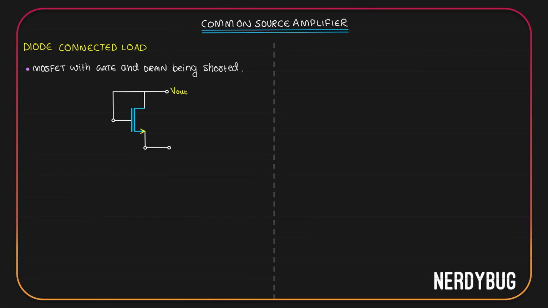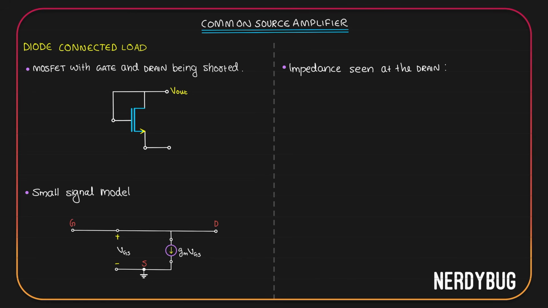You can see how the gate is shorted with the drain. Let's do some analysis, for which obviously we need the small signal model. We'll start by taking the small signal model of a MOSFET. The only thing we have to do is short the drain and the gate like this. Output is taken at the drain. So let us try to find out the impedance seen at the drain. For that, I will take the small signal model and connect Vx over here and find its relation with Ix.